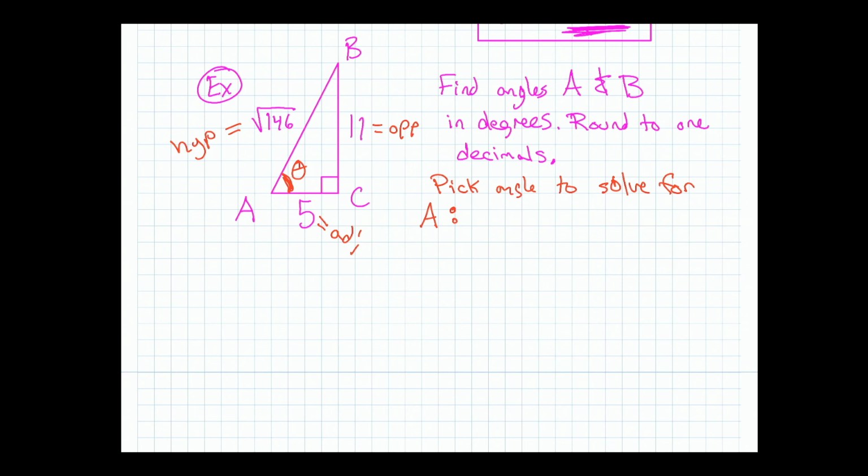Now, we have opposite, adjacent, and hypotenuse. So we could use any of the trig functions we want. You can use a sine, or a cosine, or a tangent. All of them are fine. All you should do is just pick which one you want. I think I'm going to use a tangent.